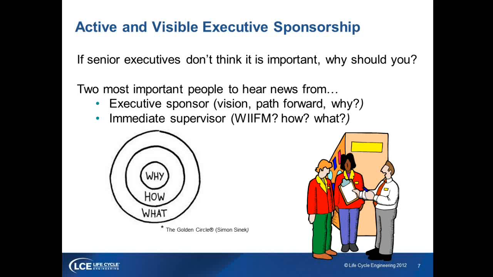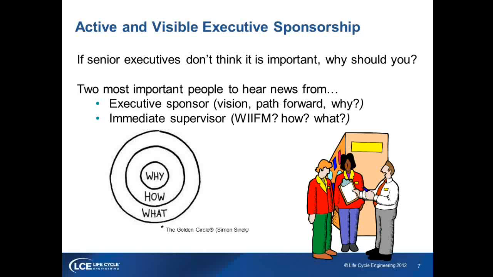So the first one is active and visible executive sponsorship. I'm sure we all have the experience of understanding if my CEO, if my plant manager doesn't think it's important, then my mid-managers won't think it's important, and why should anybody else? So if you look at the graph there, it's called the golden circle. It's from a gentleman by the name of Simon Sinek, and he put out a book called It Starts With Why. And the lesson there is that it's important first to understand why before you move to the how and the what. So we're in business for a reason.